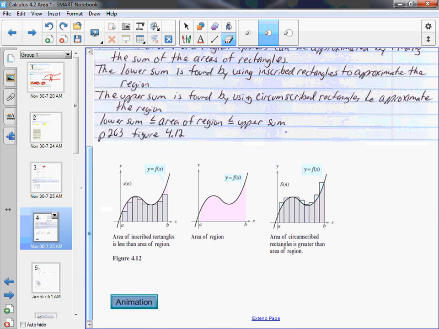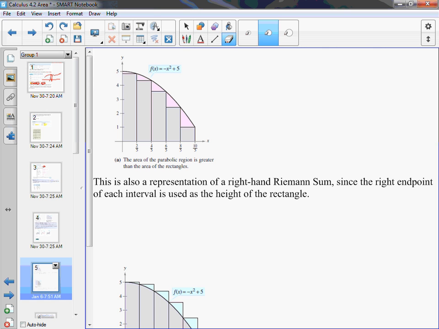All right. So here they have more rectangles. On the left, that would be a lower sum. On the right, that would be an upper sum. And the area of the region is somewhere in between. Now, it's going a little bit out of fashion to do lower sums and upper sums. It's becoming more into fashion to talk about left-hand and right-hand Riemann sums. Let's go with left-hand sums and right-hand sums. Like this. So this figure is also a representation of a right-hand sum.